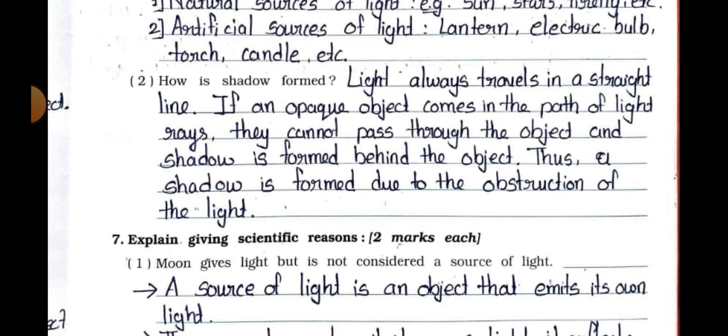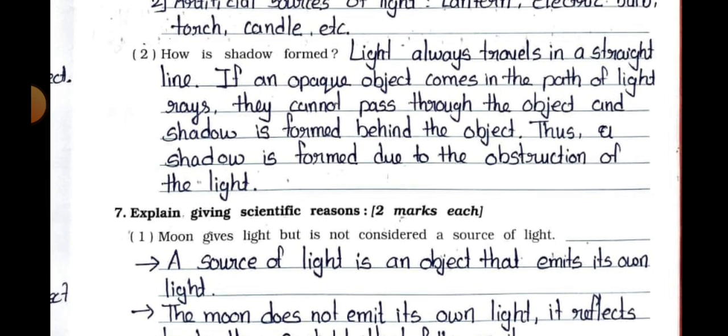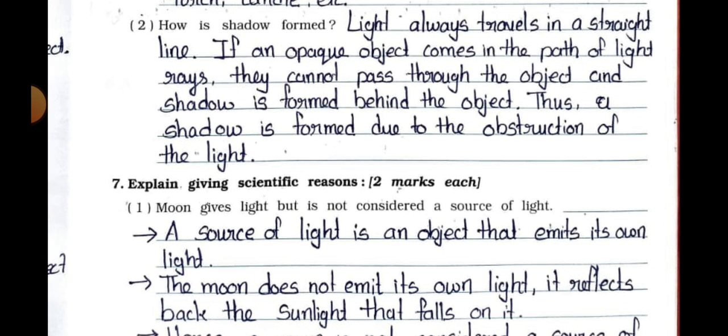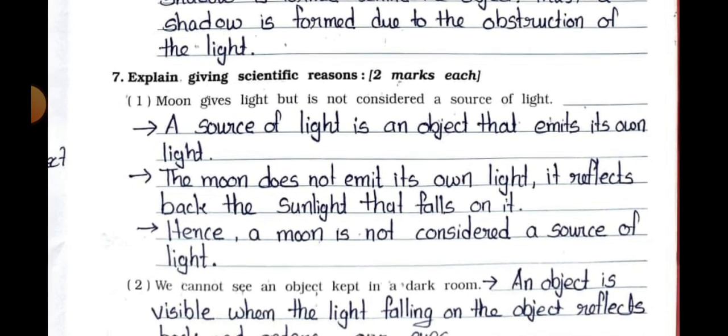Answer: Light always travels in a straight line. If an opaque object comes in the path of light rays, they cannot pass through the object and a shadow is formed behind the object. Thus, a shadow is formed due to the obstruction of light.